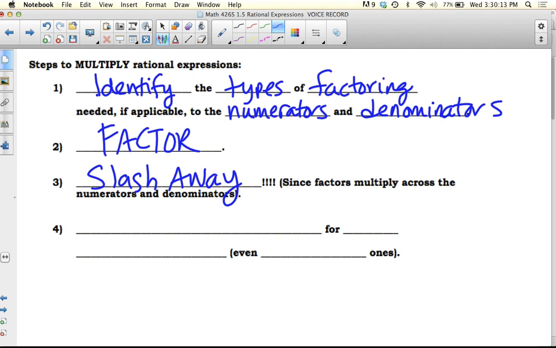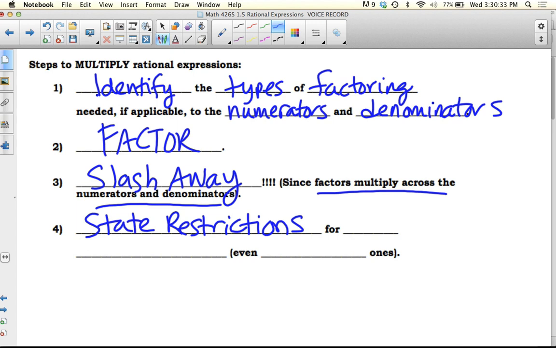Okay, and then you can slash away right away even when you're multiplying, because factors multiply across the numerators and denominators, so it's just like you have one big fraction that is being smushed together with 2, right? Okay, so last thing, state restrictions for all divided factors, even canceled ones. So basically the ones that are in the denominators.